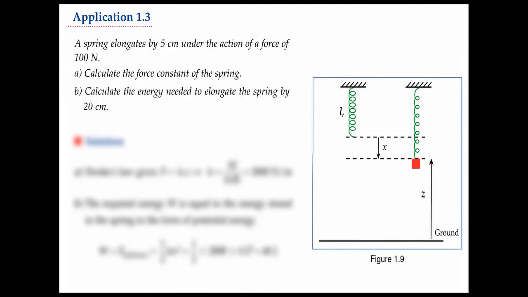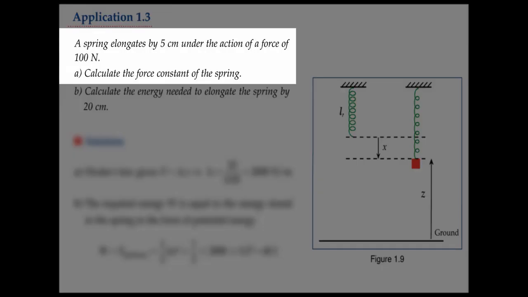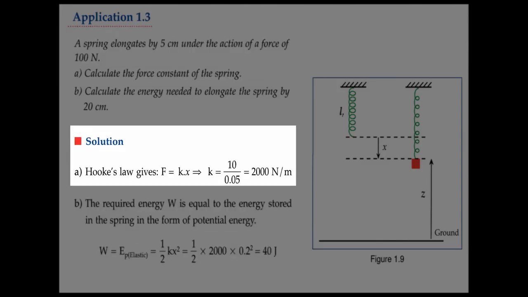Another application for elastic potential energy. A spring elongates by 5 cm under the action of a force of 100 Newton. A. Calculate the force constant of the spring. Hooke's law gives F = Kx, so K = 100 over 0.05 = 2000 Newton per meter.